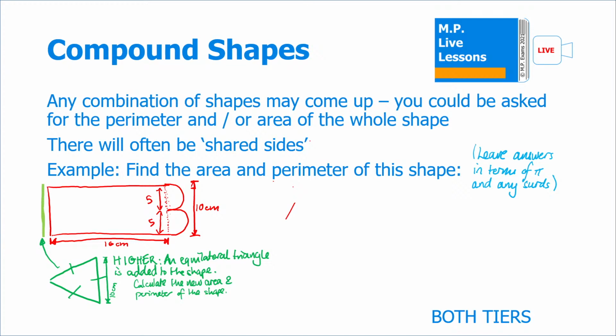So first, the area is easy to find. So simply put, that would be the rectangle plus the 2 semicircles. Or really, 2 semicircles make up 1 full circle.